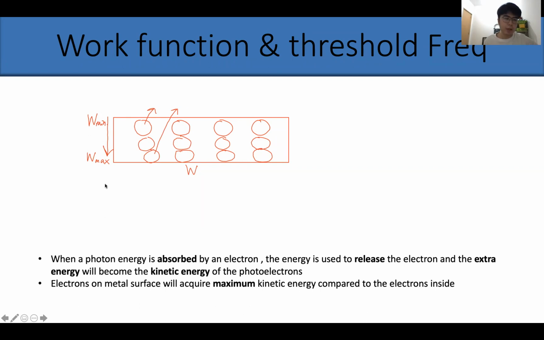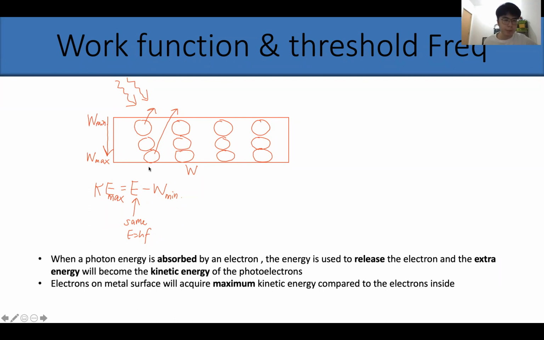Now back to our formula. What is our formula again? Ke equals to E minus W, like this, right? So if this W is minimum, this is same, right? Because we are using the same light. So this energy is the same frequency, hf. If my work function is minimum, that means my kinetic energy is a maximum.